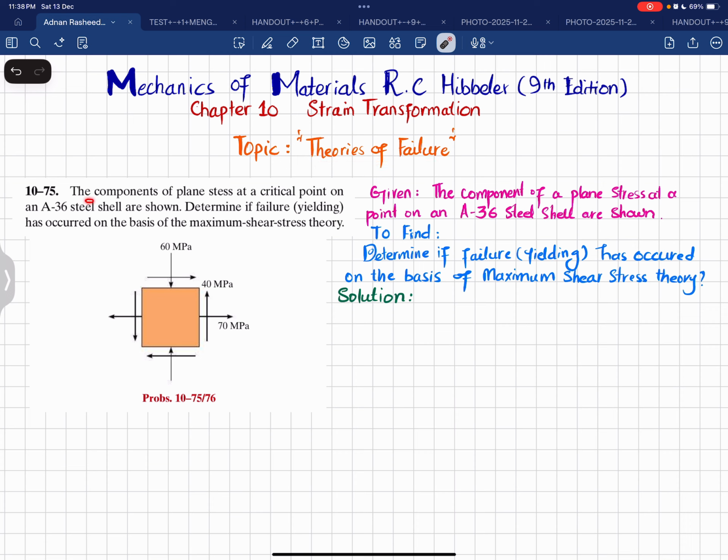Now, the statement is: the components of plane stress at a critical point on an A36 steel shell are shown. Determine if failure by yielding has occurred on the basis of the maximum shear stress theory.